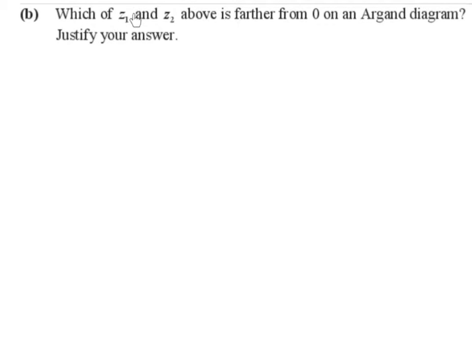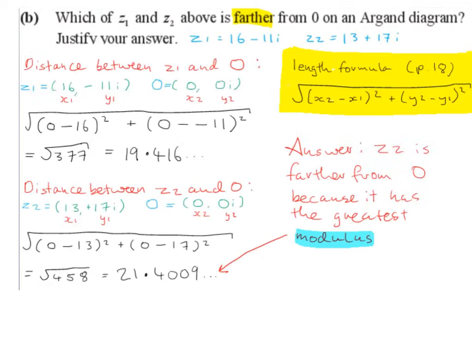B. Which of Z1 and Z2 above is farther from 0 on the Argand diagram? Justify your answer. So 0 being the origin, which of these is further from the origin? And you must justify, which means explain your answer. Okay, so Z1 was equal to 16 minus 11i, and Z2 is equal to 13 plus 17i.